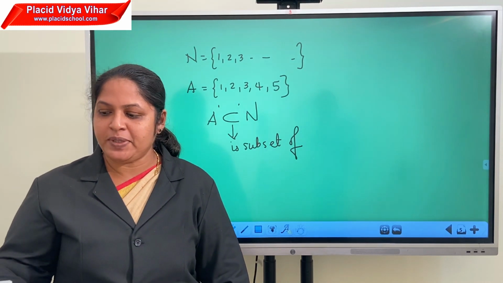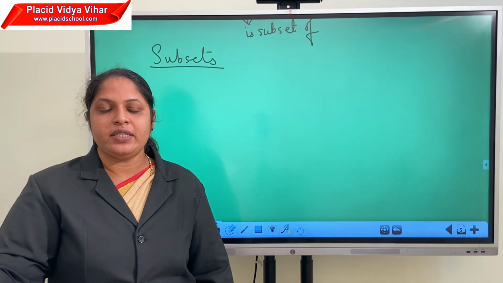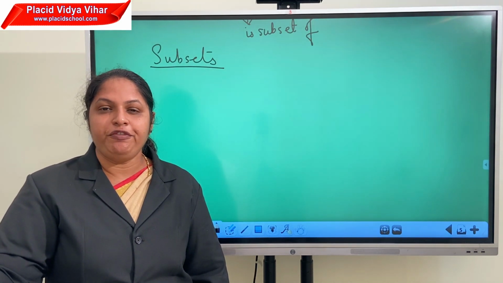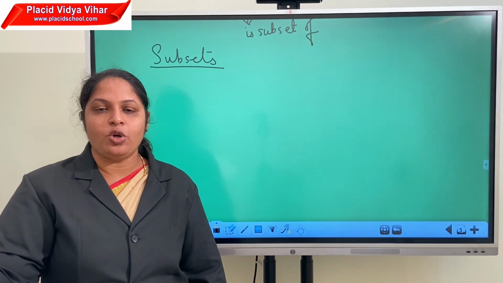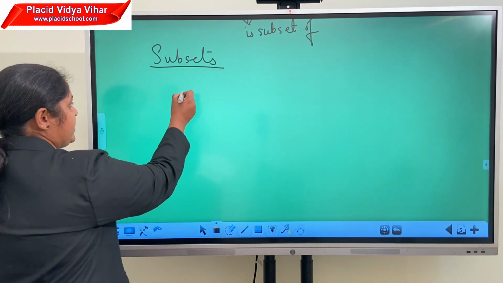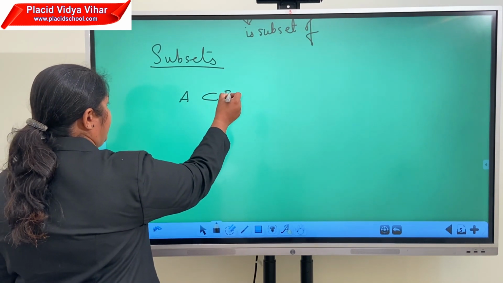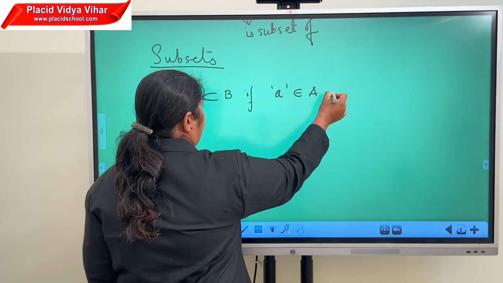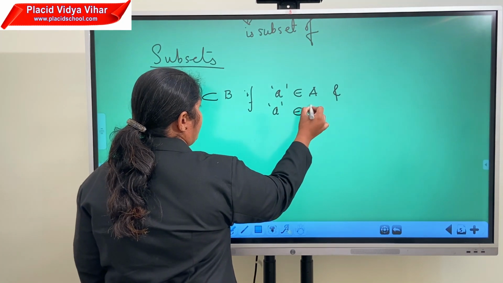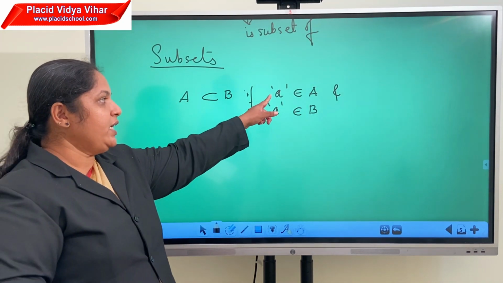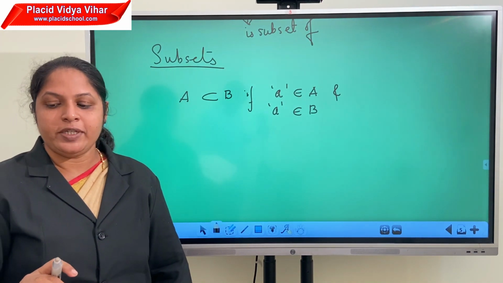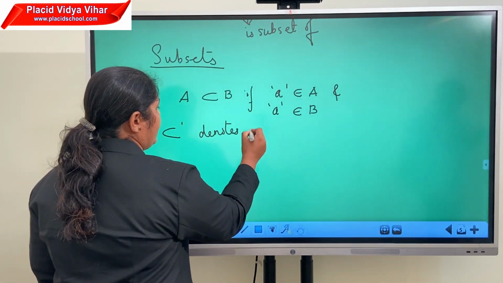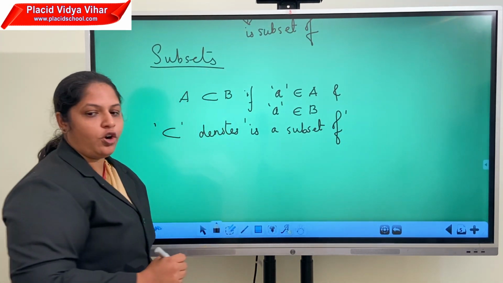Now we'll write the definition of subsets. A set capital A is said to be a subset of capital B if every element of A is also an element of B. In other words, A is a subset of B if a belongs to A implies a belongs to B. The small letter a is an element of A and an element of B. The symbol denotes "is a subset of". Full stop.